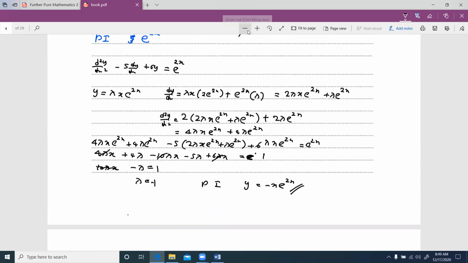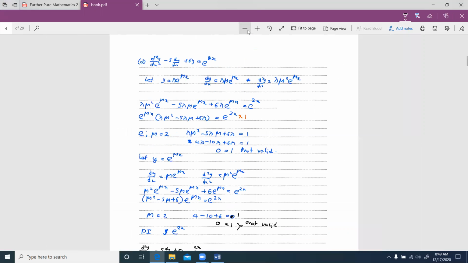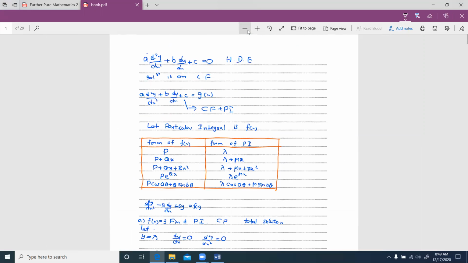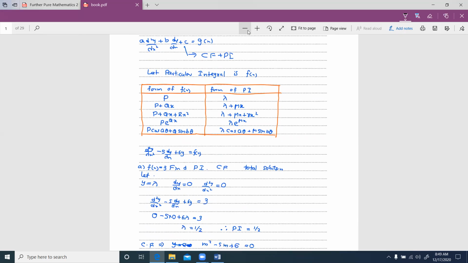So let me go ahead with the answers for the first couple of questions that we did today. Anyway, this is the second order differential equation. It has two solutions, the complementary function and a particular integral. The particular integral is what we have learned today. In the previous session, we did how to do the complementary function. With particular integrals, we have different situations with different kinds of particular integrals. So these are the modules.